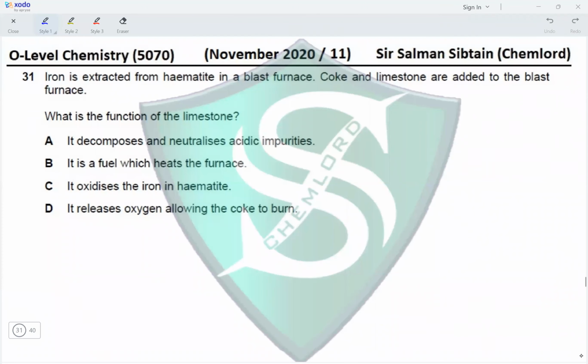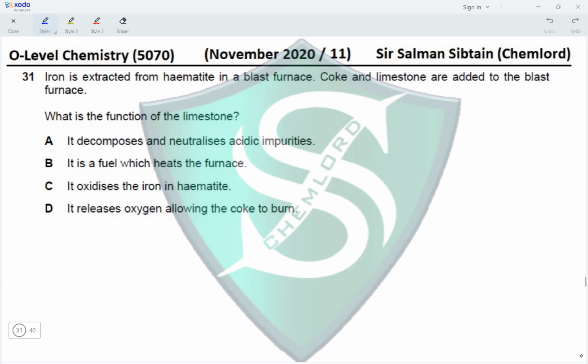Hi guys, this is O-level chemistry, paper 11, November 2020, question 31. Iron is extracted from hematite in a blast furnace. Coke and limestone are added to the blast furnace. What is the function of limestone?